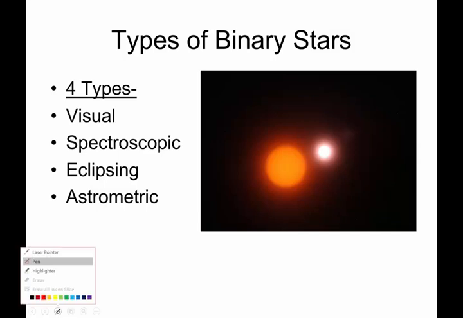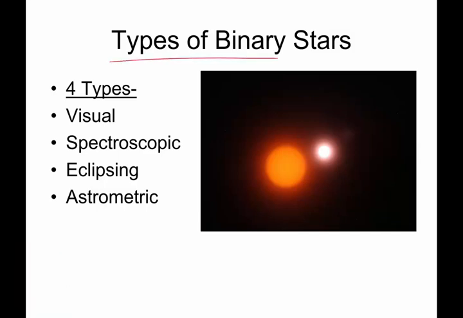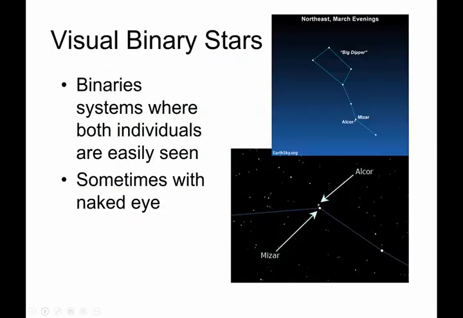Hi folks, this time we're going to talk about the various types of binary stars. There are four types: visual, spectroscopic, eclipsing, and astrometric, and we're going to define each one of these. First off, visual binary stars.